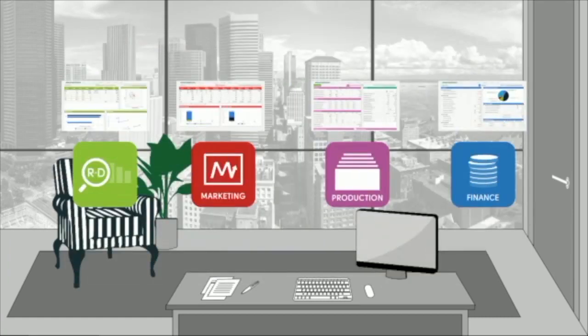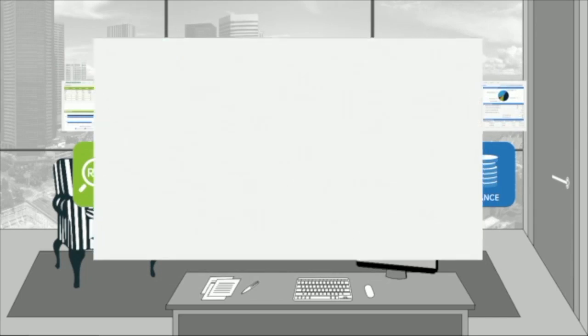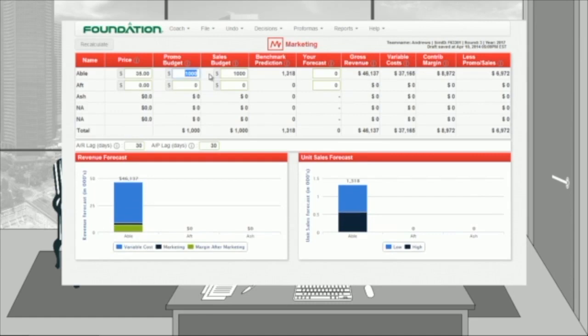It's the marketing department's job to ensure you sell what you make. So on the marketing screen, you set your product's price, decide how much to spend on promotions in your sales force, and, most importantly, you forecast how many sensors you'll sell in the coming year.